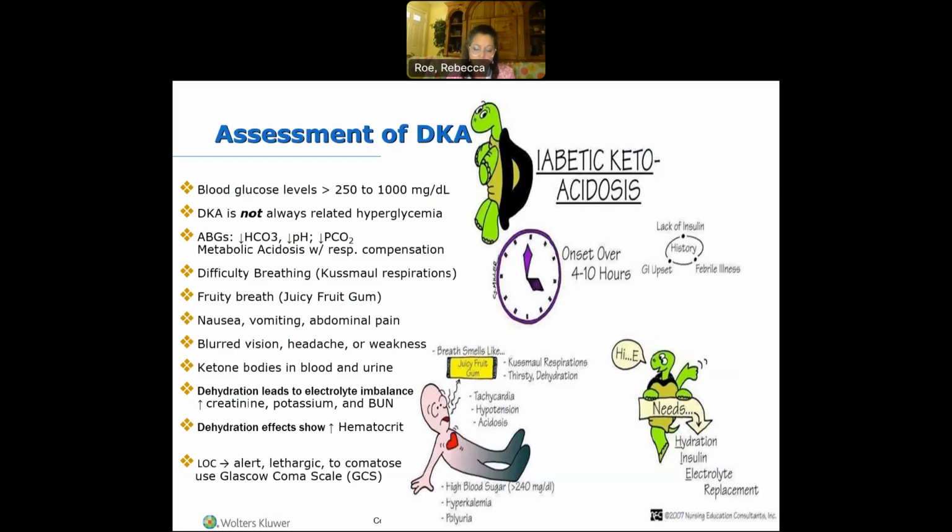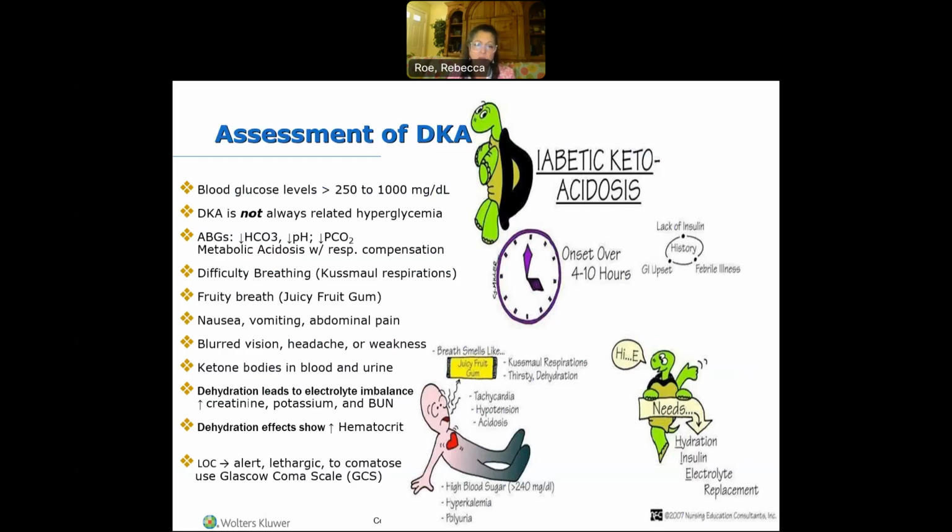So the nurse is going to be monitoring hourly or more frequently vital signs. You're going to be looking for hypotension and tachycardia. You're going to be looking at the lung sounds, breath sounds. You're going to be listening to this difficult breathing pattern, Kussmaul's, which is a deep sighing type of respiration. The patient is compensating. You have ABGs that have a low bicarb, a low pH, a low PCO2. It's a metabolic acidosis with respiratory compensation.